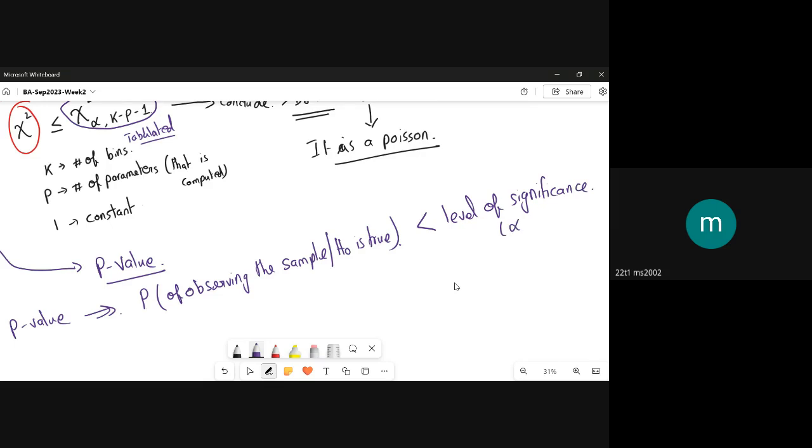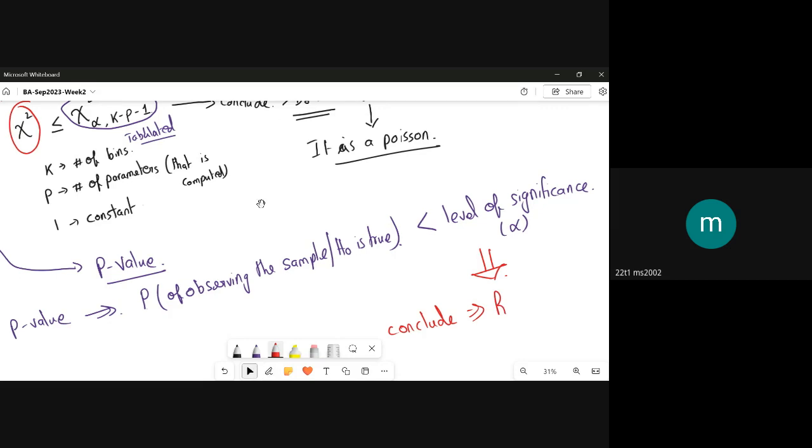this is usually called the alpha. If the p-value is less than the level of significance, what do you conclude? Reject the null hypothesis. Sure, confident? So I am not confident enough in the null hypothesis. Exactly, you are right. You reject the null hypothesis.